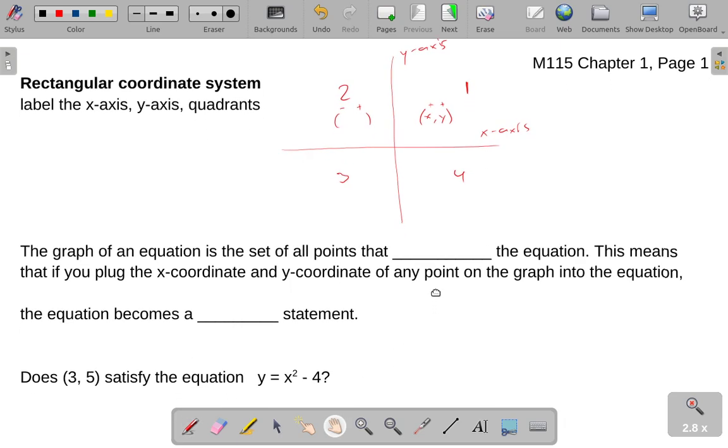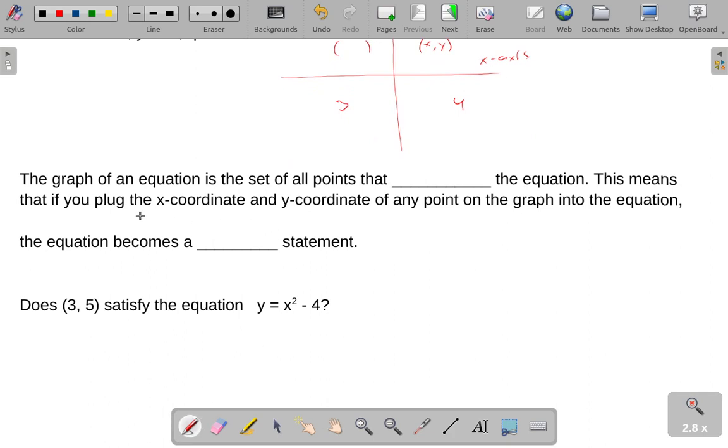Alright, so when we're graphing, what it means to graph: the graph of an equation is the set of all points that satisfy the equation. That means if you plug the x and the y coordinates into the equation, then it becomes a true statement. So let's just look at an example here. Trying to figure out if the point 3,5 satisfies this equation. If the point satisfies this equation, then that would be a point on the graph of this equation. So let's just try it out.